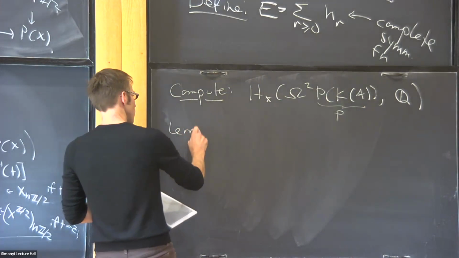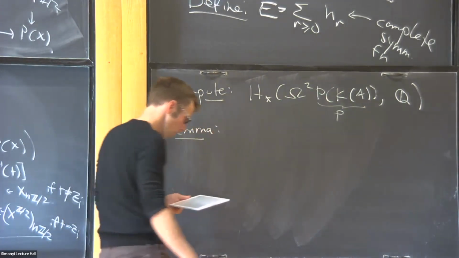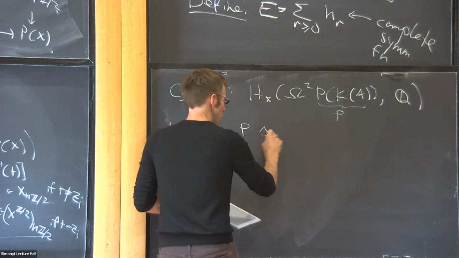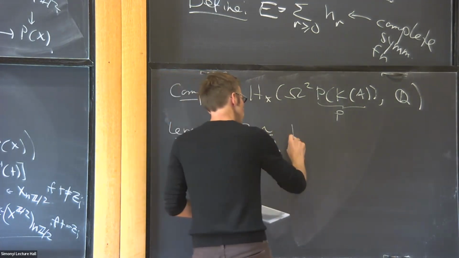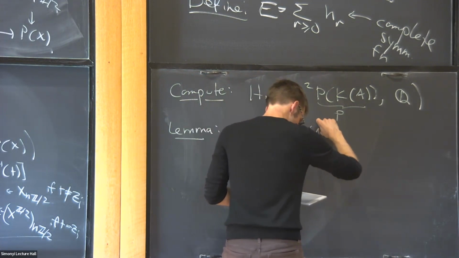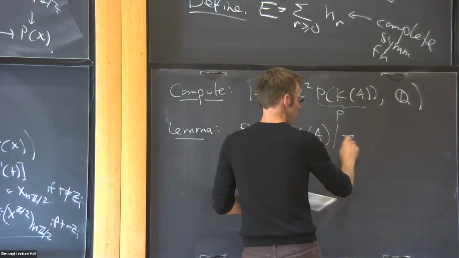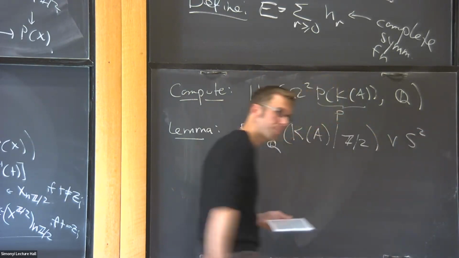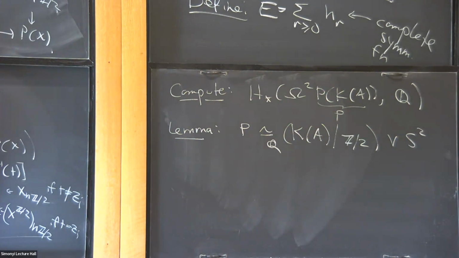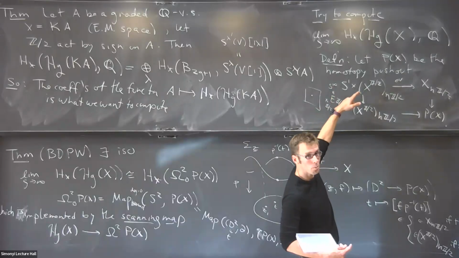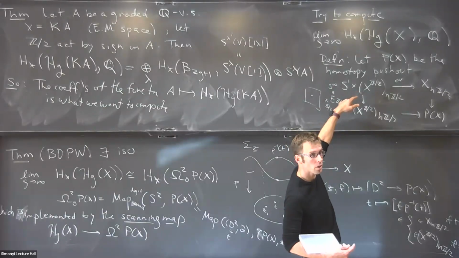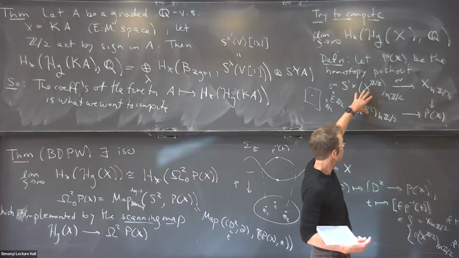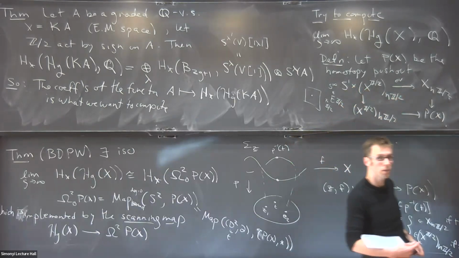The quick lemma that is not too hard to prove is that P is rationally isomorphic to the quotient of the Eilenberg-MacLane space by the Z mod 2 action, wedged with the 2-sphere. Loosely speaking, you can sort of pull the S1 out, and then you take a pushout of S1 to a pair of points that gives you S2, and then the rest is just going to be the homotopy orbits for the Z2 action.